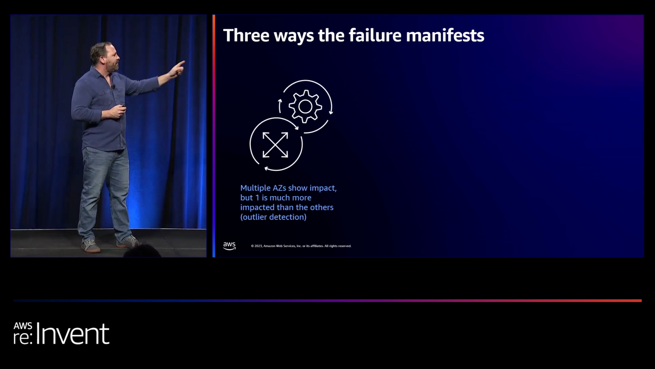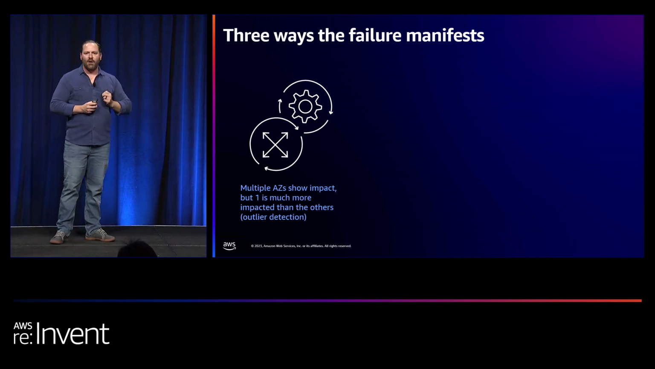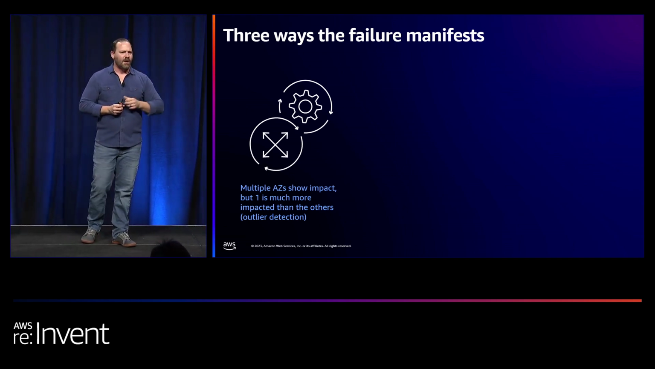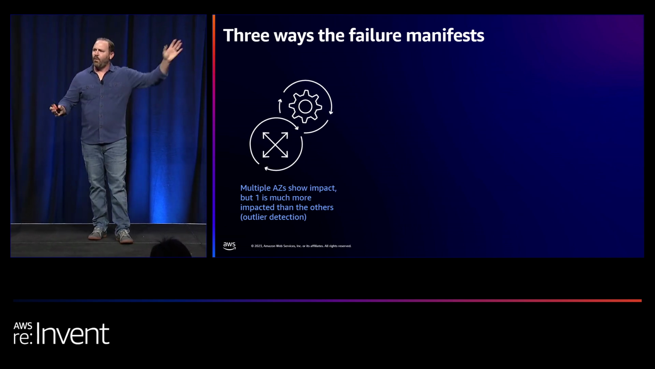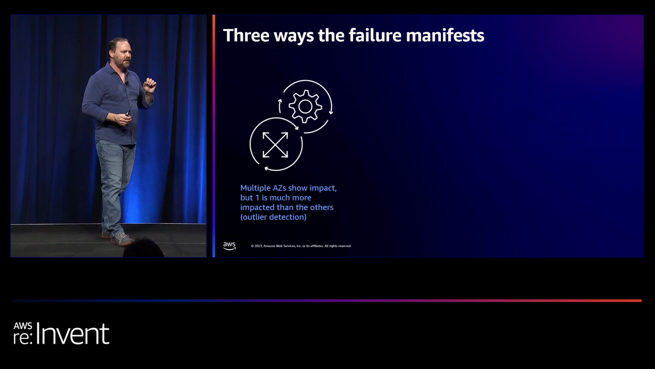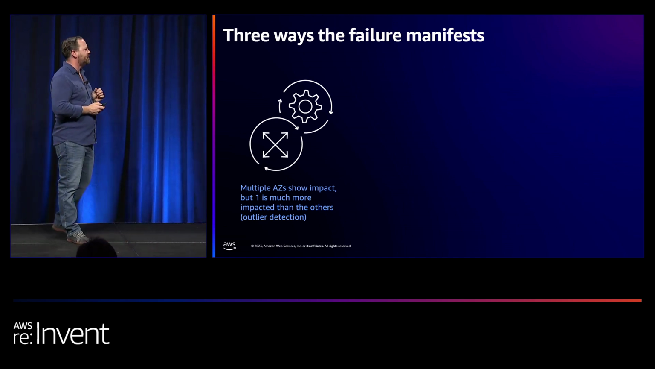The first way is that we have multiple AZs that show impact, but one is much more impacted than the others. This means that I have errors happening across all the availability zones that I'm in, but I have one AZ that has way more errors than the others. And this is our outlier detection. This is what we just talked about on being able to find that type of situation.